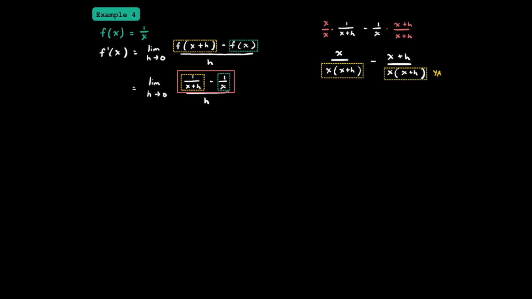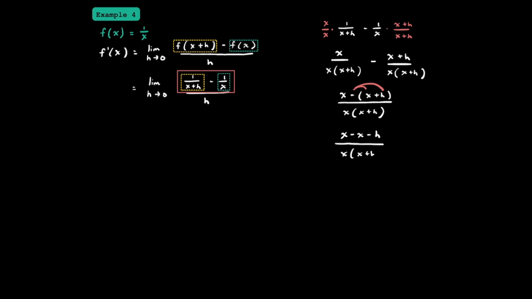Notice we have common denominators here, so we can actually subtract. Written as one fraction, we're going to have x minus the quantity of x plus h over x times the quantity of x plus h. Distributing this negative here, we're going to get x minus x minus h over x times x plus h. Let's cancel out this x minus x, and we're left with negative h over x times the quantity of x plus h. I know it was a lot of work, but we managed to combine the two rational expressions into one.